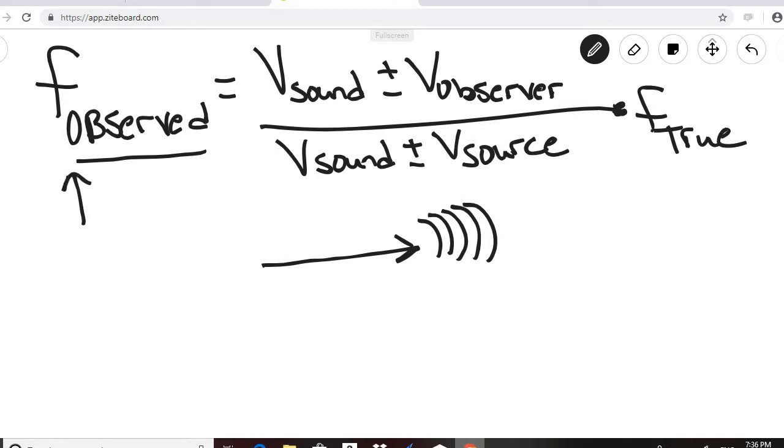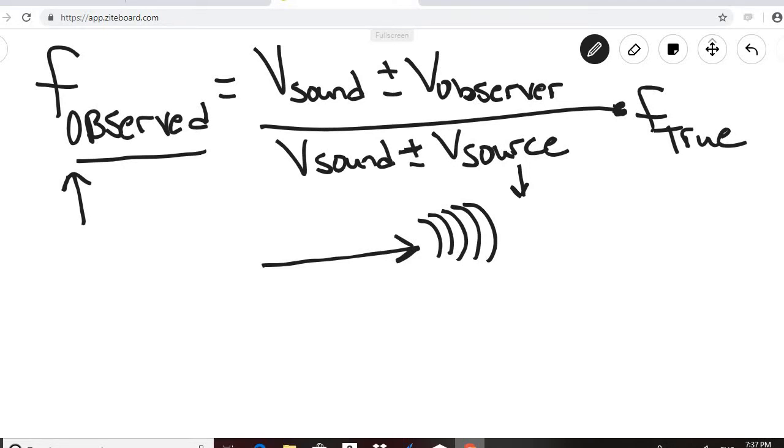So with regard to our mathematical equation, how would we make this be a larger number? Well, the velocity of the source would need to be lower, and therefore we would subtract it. Okay? And then the opposite would be true if the source is moving away from the sound, then we would add to it, because now in that case the frequency that you hear would be lower.